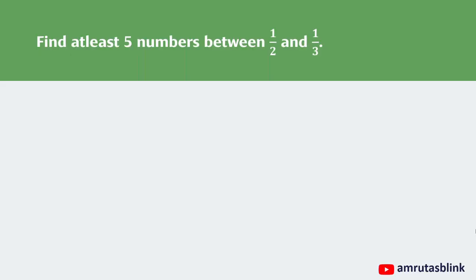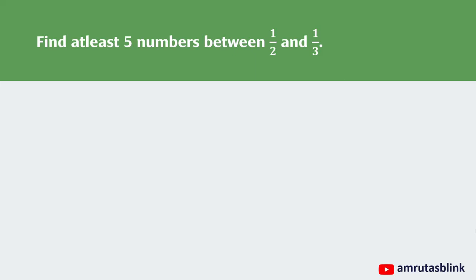Find at least 5 numbers between 1 by 2 and 1 by 3. Now in the chapter of rational numbers, how we used to solve this problem is, whenever we were asked to find out rational numbers between any two given rational numbers, what we used to do is, let's say we need to solve this by that particular method. Let's revise quickly. 1 by 2 and 1 by 3.